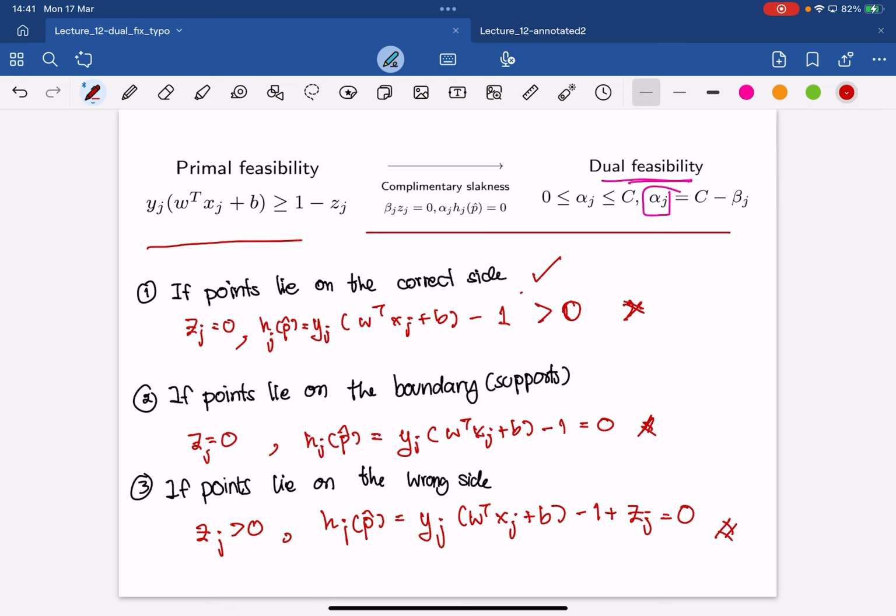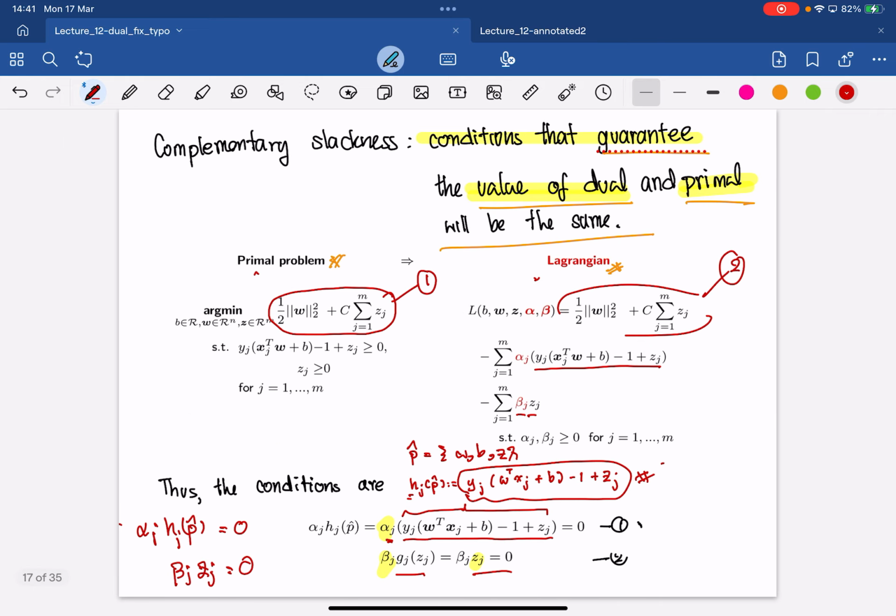So as we have these three situations that we will normally find in the primal problem, we will analyze them together with complementary slackness, and we will see why we may get most of the alpha j equal to 0 in just a moment.